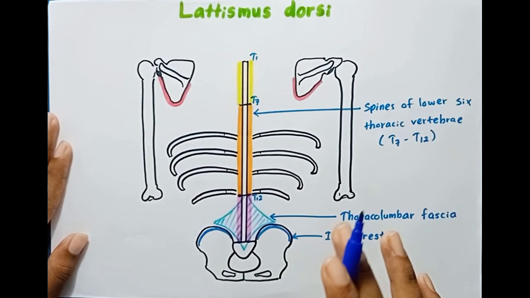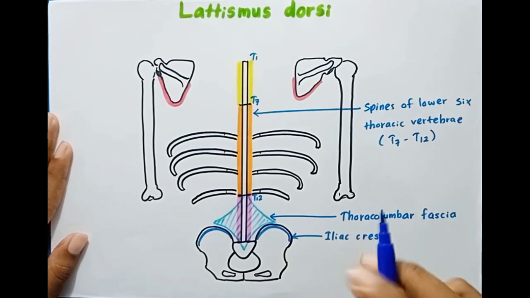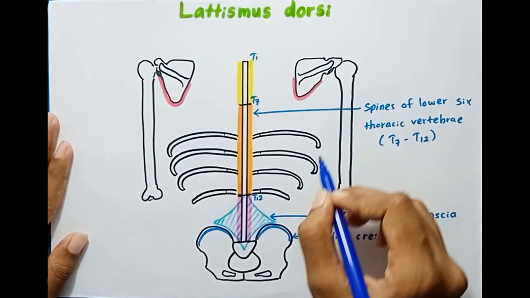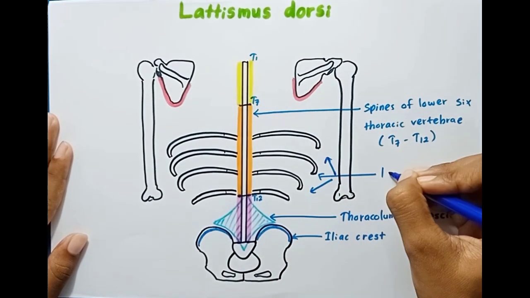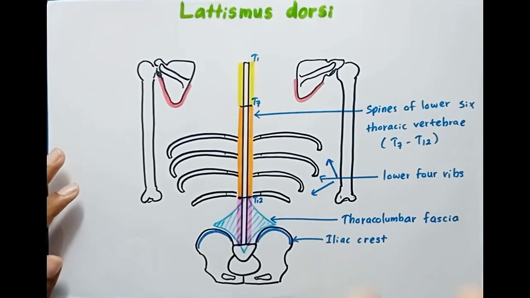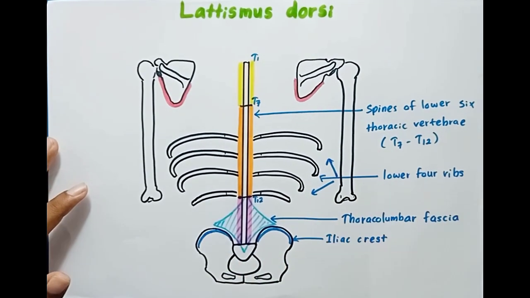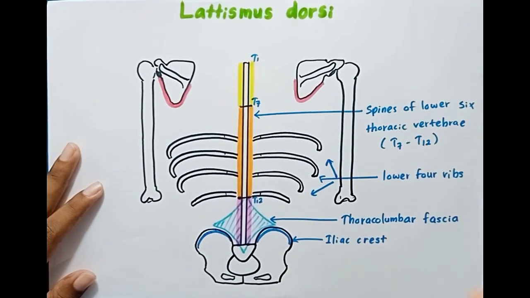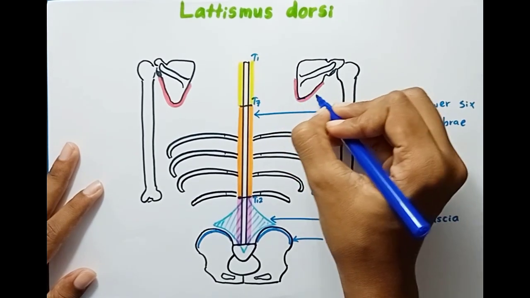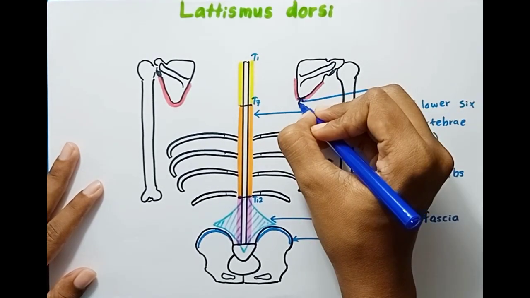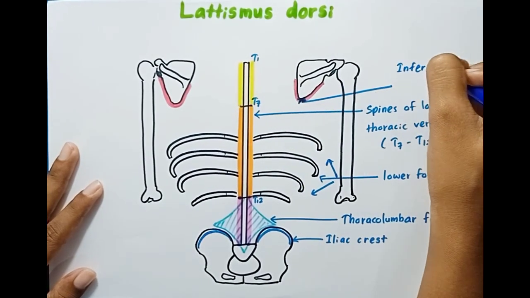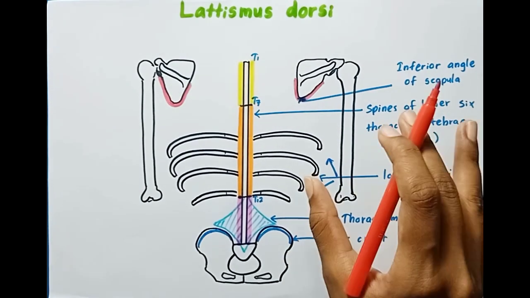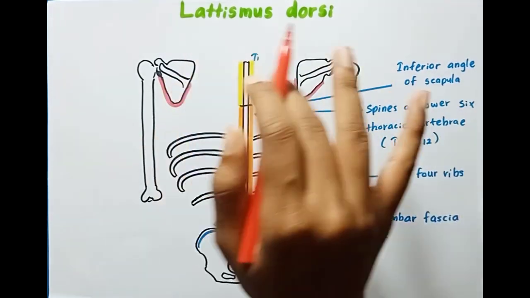And the next one is lower 4 ribs. Here you can see the lower 4 ribs. And the other one is inferior angle of scapula. Here you can see the inferior angle of scapula. So these are the proximal attachments of this latissimus dorsi muscle.